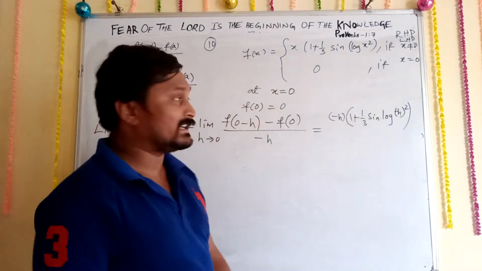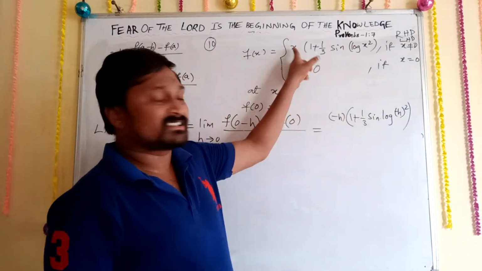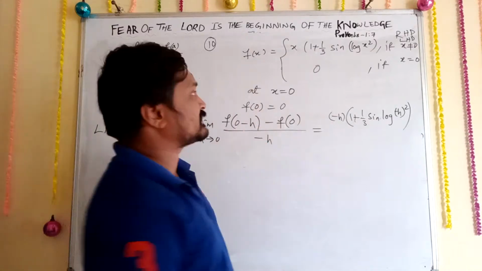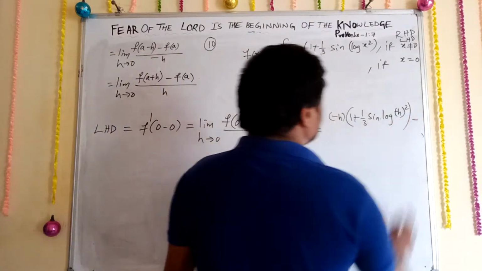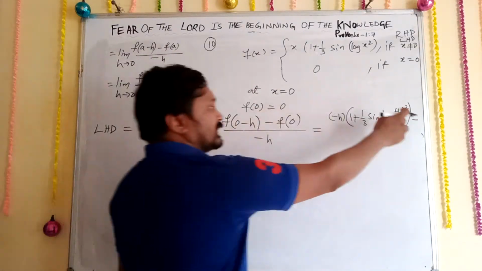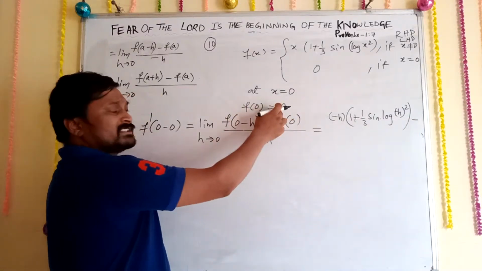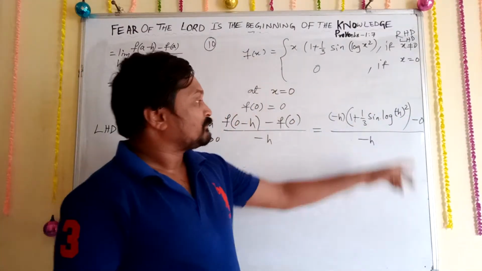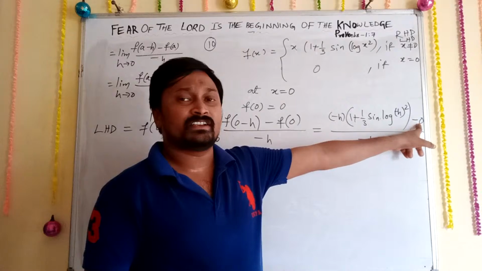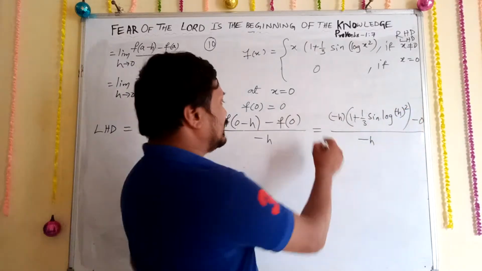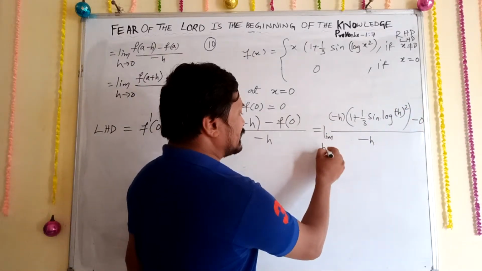Have you understood what I said? Just substitute minus h in the place of x. Here I am substituting the minus symbol. What is f of 0? Now anything subtracted from 0 gives the same number. And here we should not forget this limit, h tends to 0.